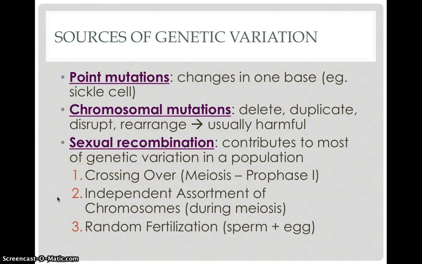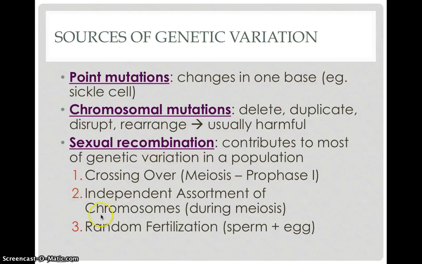Number 2 is independent assortment of chromosomes. This is talking about the independent lining up of the chromosomes. This is not talking about DNA data being exchanged between chromosomes. So that's the big difference between independent assortment of chromosomes and crossing over of chromosomes.